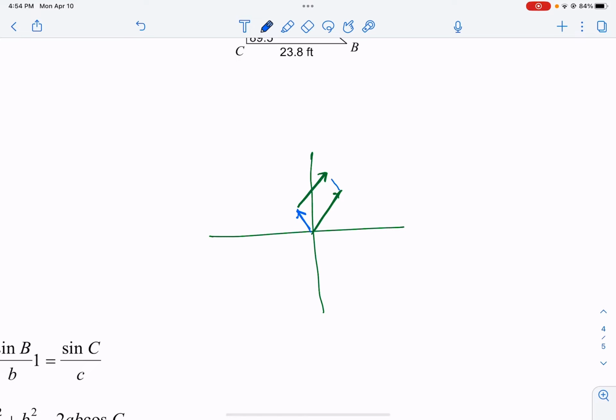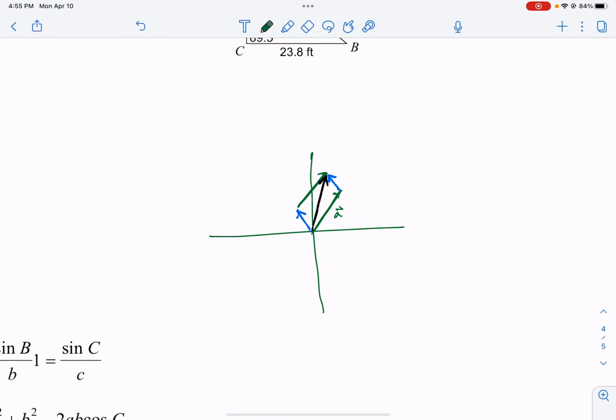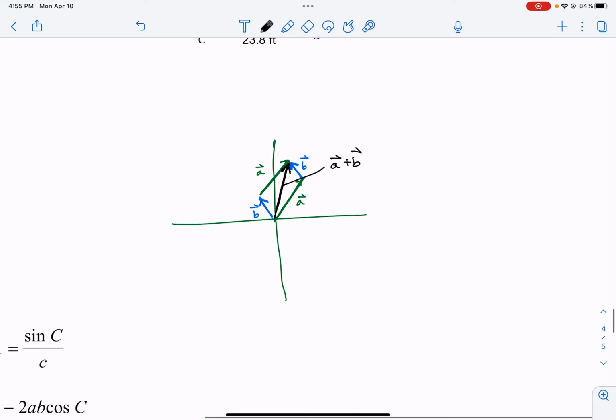Or you could do it with the blue. If you do it with the blue, you still end up at the same spot. So the place where that ends, whichever vector you chose to add, this black vector is the sum. So if we say that this is vector A, and that this is vector B, what we would say is that the black vector represents A plus B. And notice how I didn't need any numbers to do that.